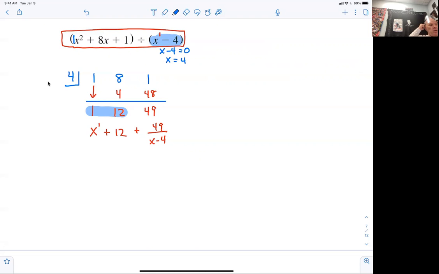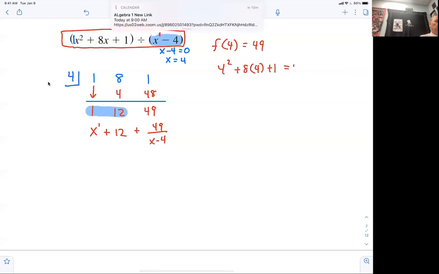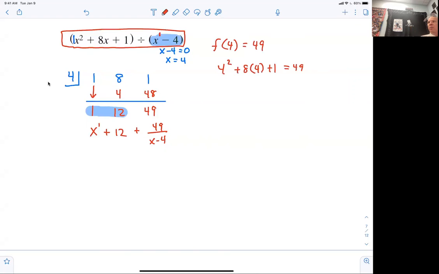So now look up here, guys. f of 4 is equal to 49. A lot of this was used before we had calculators, right? If I want to plug 4 in here to this equation, watch. 4 squared plus 8 times 4 plus 1. What do you think that is? 49. And that's when I used to go, how in the world does that work? So again, there is a proof, I'm sure, somewhere. I just never looked it up. This is called the remainder theorem.